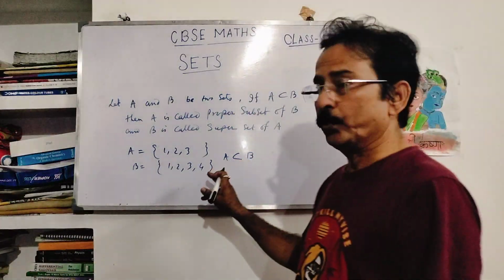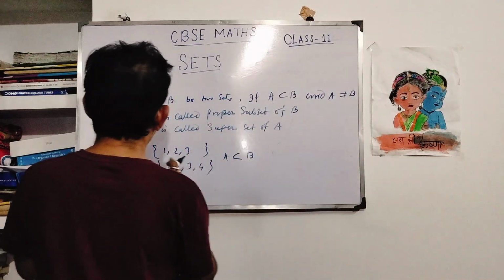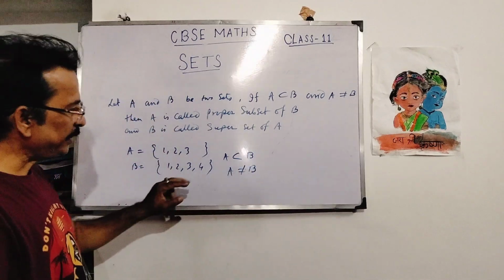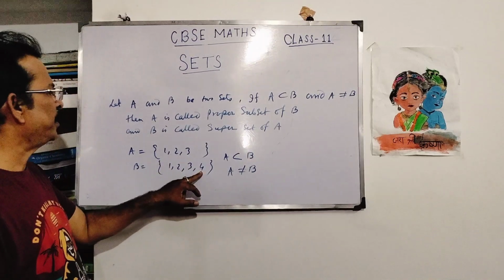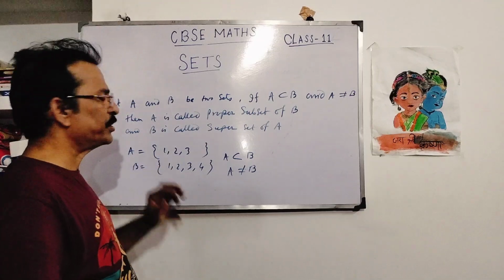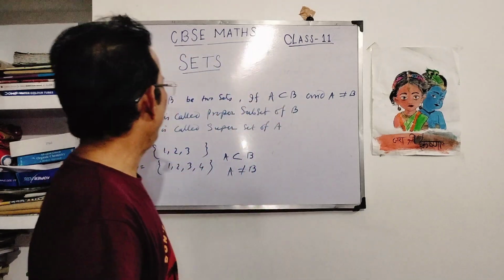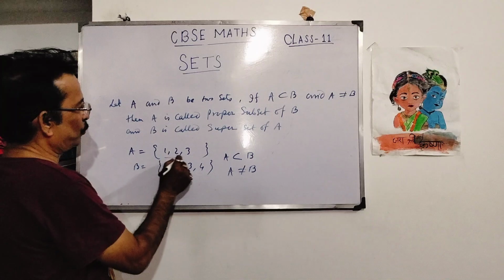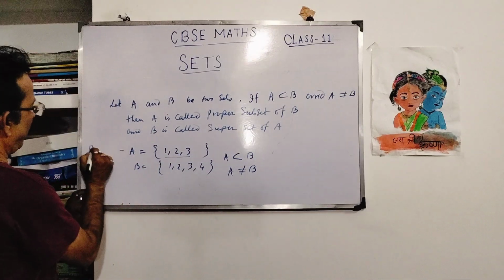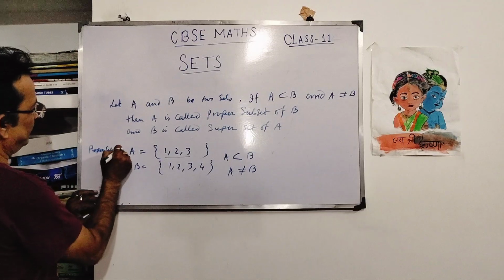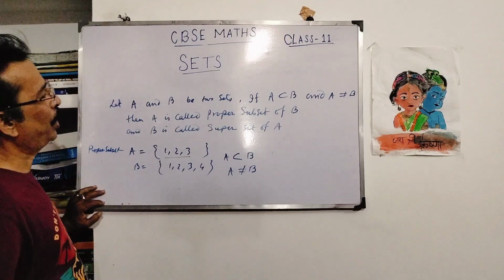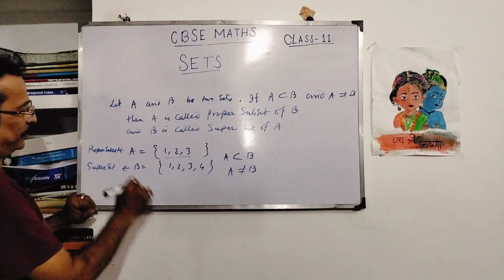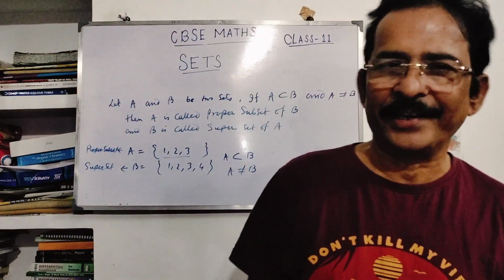Students, follow. But here A is not equal to B, because here there are 3 elements and here there are 4 elements. Obviously A is not equal to B. Then A is called a proper subset, and B is called a superset of A. Superset. Clear? Next.